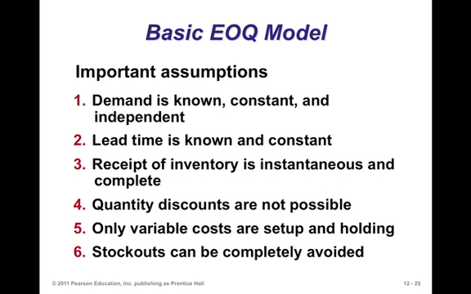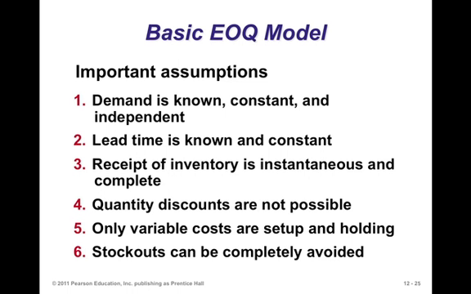The receipt of inventory is instantaneous and complete. So when you receive an order quantity, as soon as you receive it, it's not received gradually. The 500 items, if that's what you ordered, is received and you have it right away to put into your inventory. Quantity discounts in the basic EOQ model are not considered at this point. And then the only variable costs are what they call the ordering costs or setup costs and the holding costs.